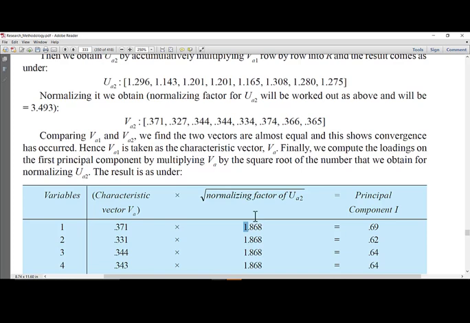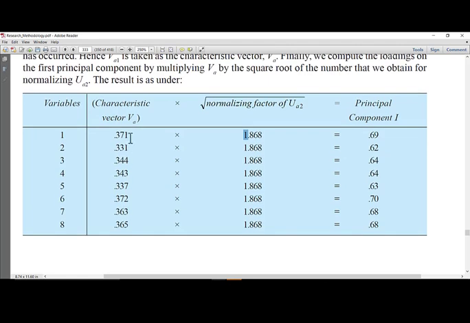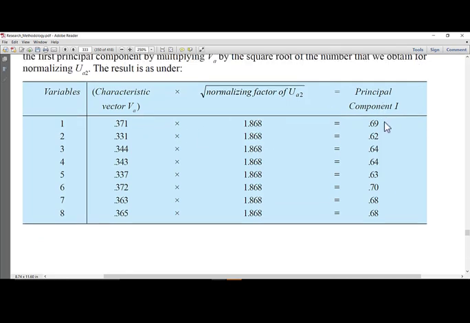So what is done now? Characteristic vector VA, this is VA1. As VA2 values are similar to VA1, we assumed that convergence has taken place. So we have taken VA1 as the characteristic vector VA. These are our VA1 values multiplied with the normalizing factor of VA2. Then we have got the first principal component 1.